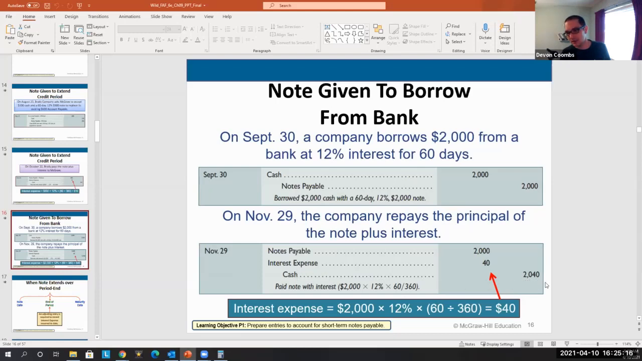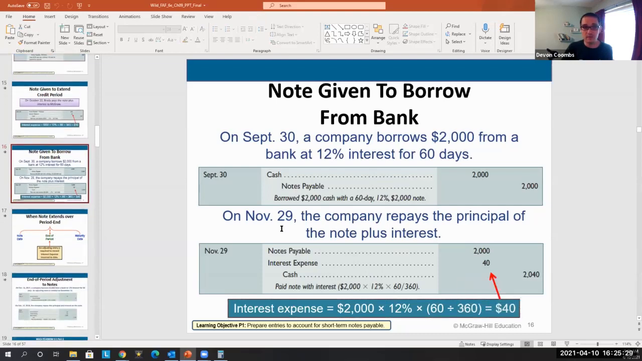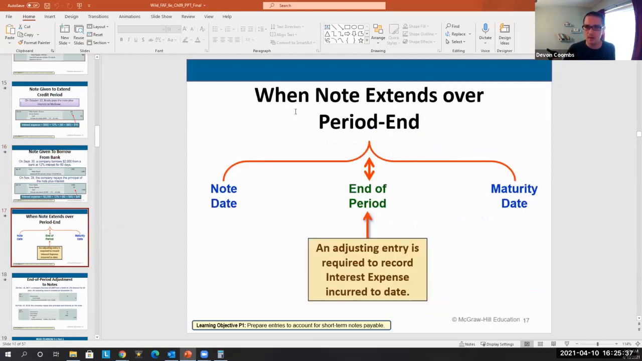Our cash would be reduced by $2,040, and the way to get the interest expense would be the $2,000 of the loan multiplied by the 12% and then prorated for the 60 days in the year. I would go over these calculations, but I think they're simple enough. We've done so many prorations that if you aren't getting it at this point, meet with me one-on-one. I don't want to waste everyone else's time.